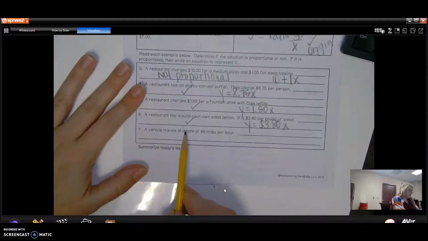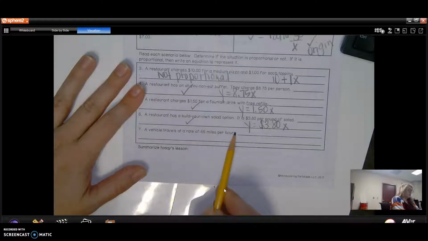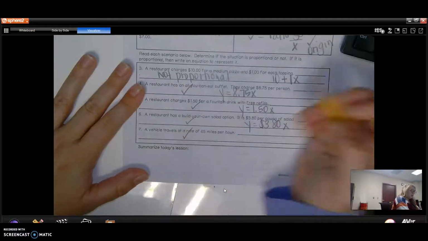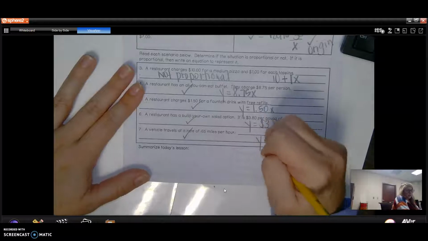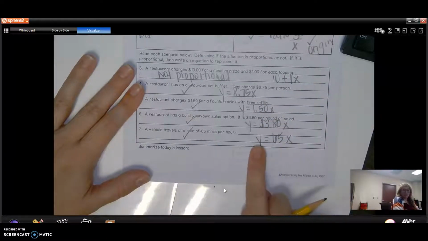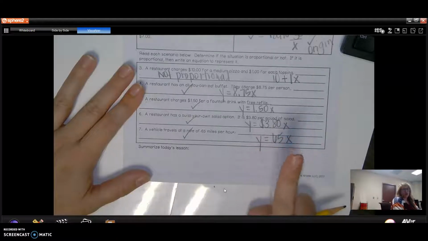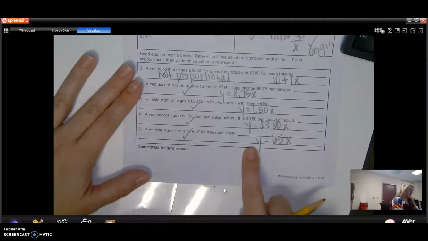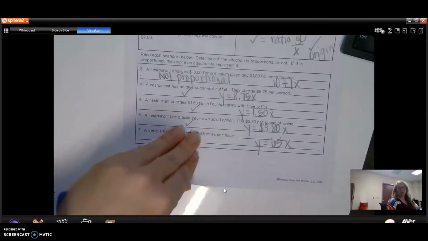Number 7, a vehicle travels at a rate of 65 miles per hour. This is also proportional. y equals 65x. In 1 hour, 65 miles. In 2 hours, 130 miles. Okay, that is a proportional relationship.